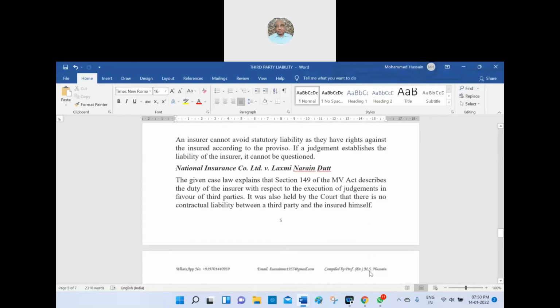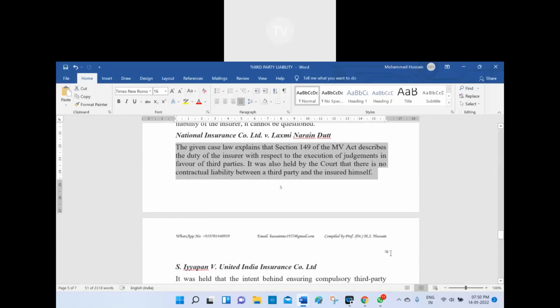Can you read this case law? Sir, this case: National Insurance Co. Limited versus Lakshmi Narayan Dutt. The given case law explains that Section 149 of the Motor Vehicle Act describes the duty of the insurer with respect to execution of judgments in favor of third parties. It was also held by the court that there is no contractual liability between a third party and the insured himself. Yes. So in this case law, what did they say?